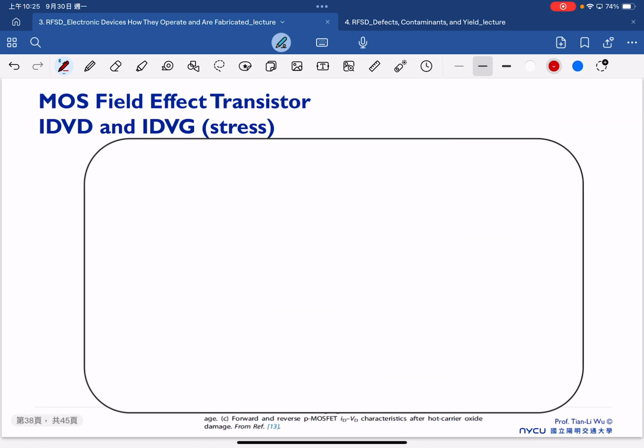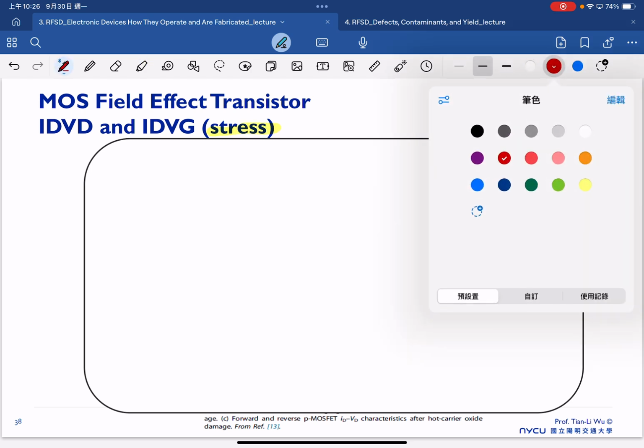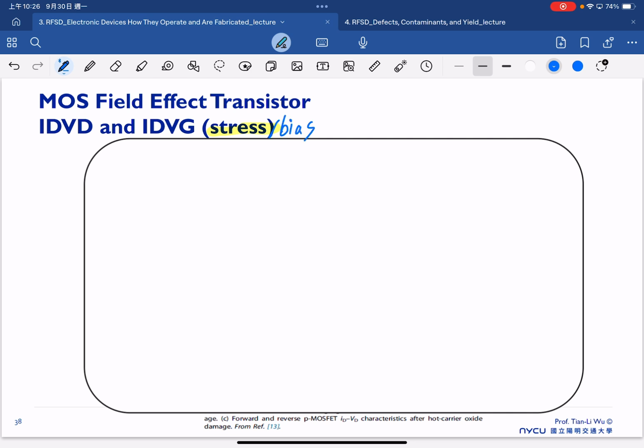Now we need to bring in more concepts related to reliability, because so far we are still in the phase of basic semiconductor device physics. I believe you will learn this in more detail in some other classes, but here I want to focus on reliability issues. So now we can start to look at the reliability phenomena that you will see in the MOSFET transistor, in the typical IDVD and IDVG under stress. Stress here just means we bias our device over time.